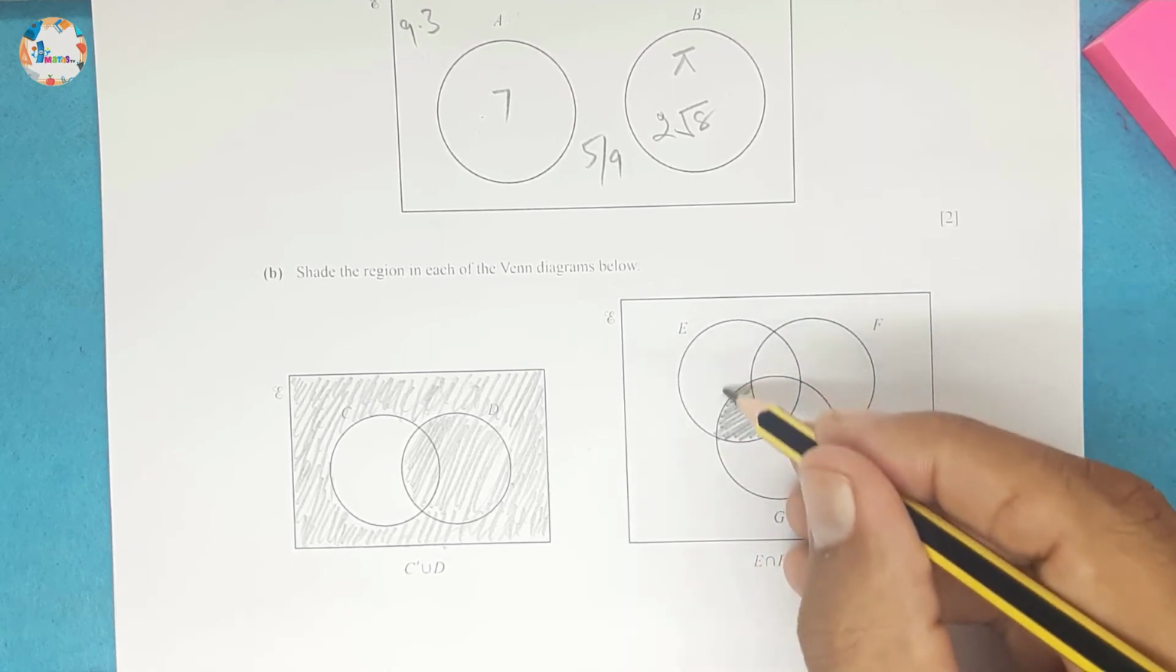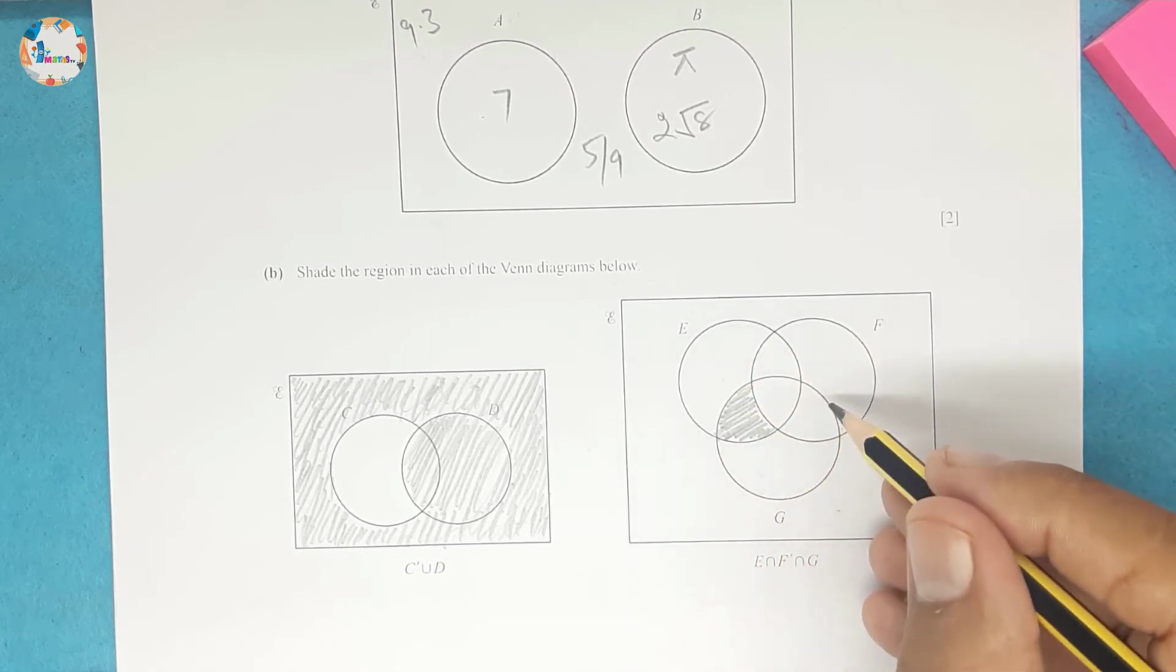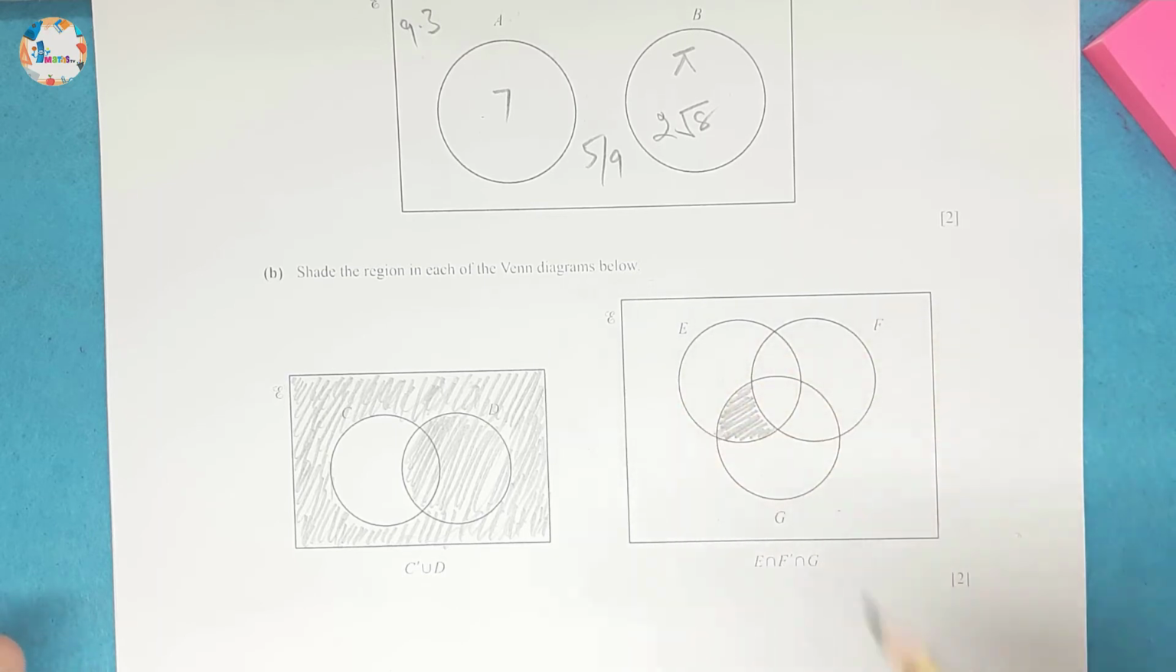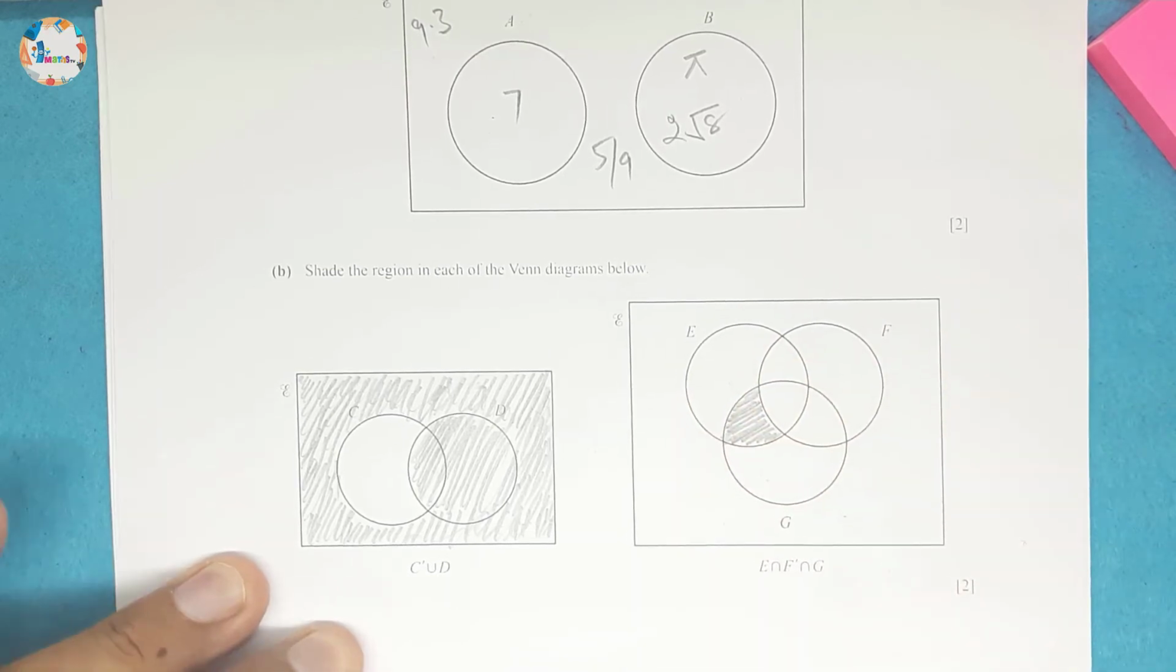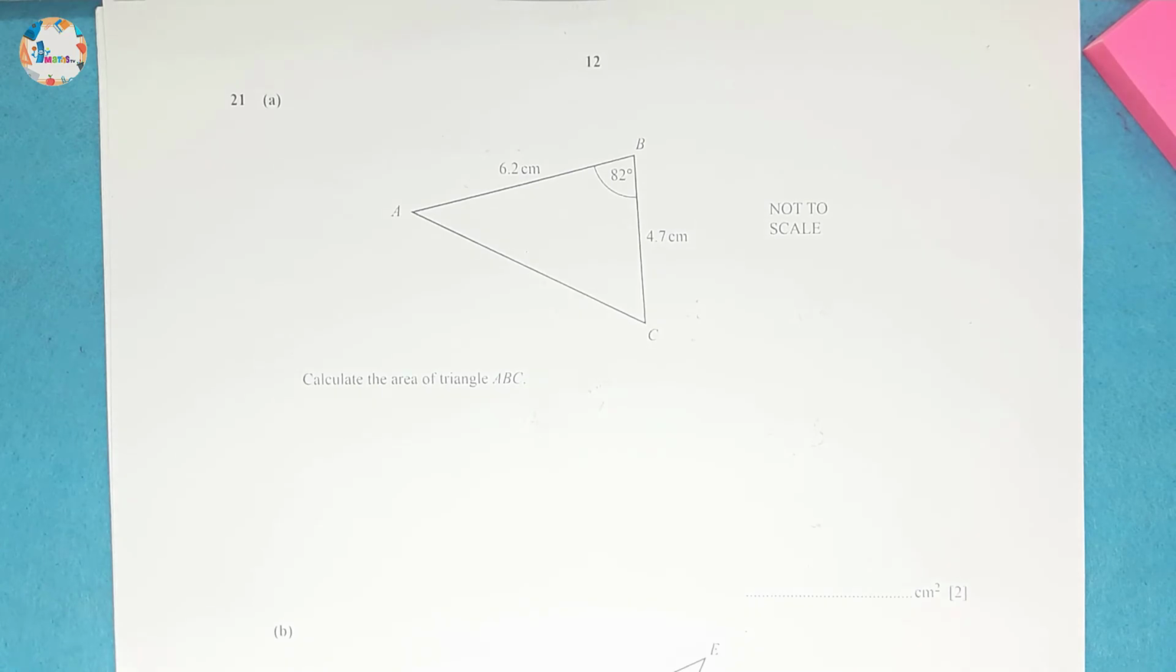So this is basically the intersection between these two, and the intersection between the remaining portion also. So this part is done. Question number 21. Calculate the area of the triangle.